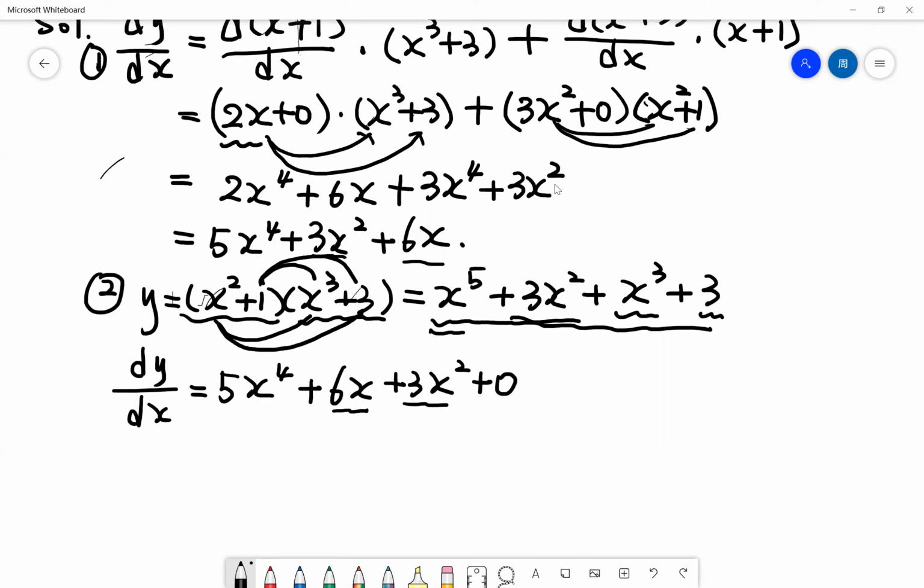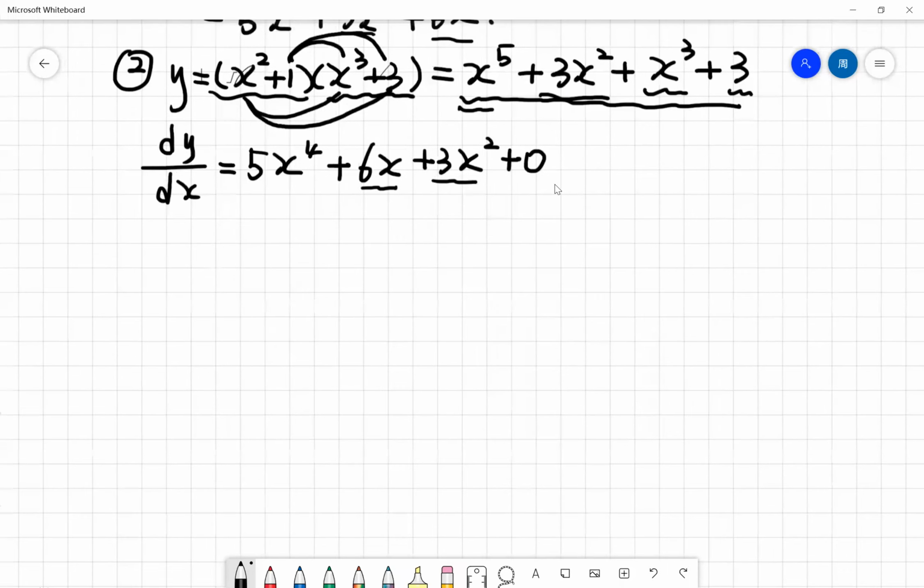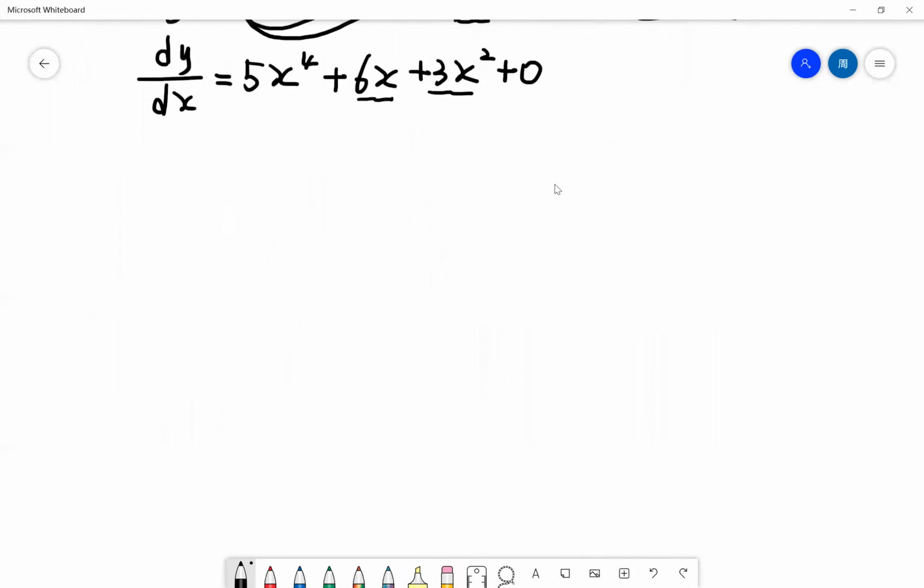So any questions? No questions, right? Okay, so here is the solution for the third one. So let's move on to the fourth one.